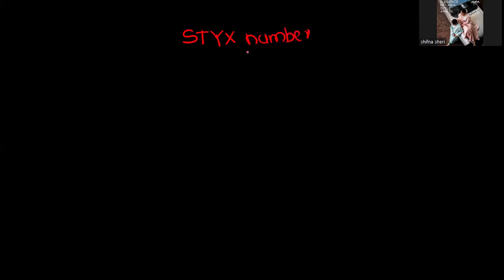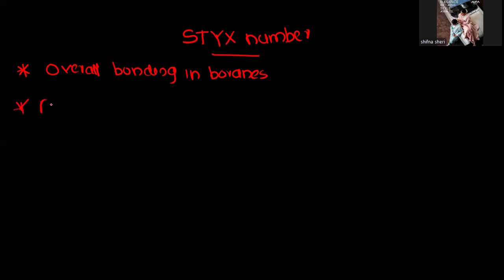What is actually meant by styx number? It is the overall bonding in boranes. That means how many bonds are in the boranes. We can find how many bonds are in a borane through the styx number. It is a 4-digit number. We have to note that this is a 4-digit number.